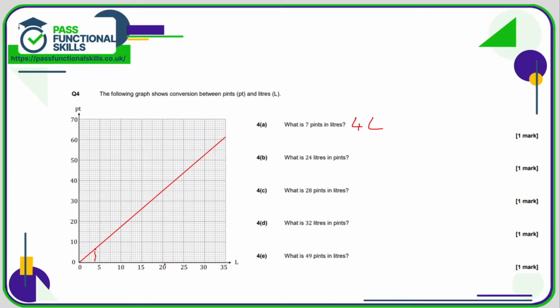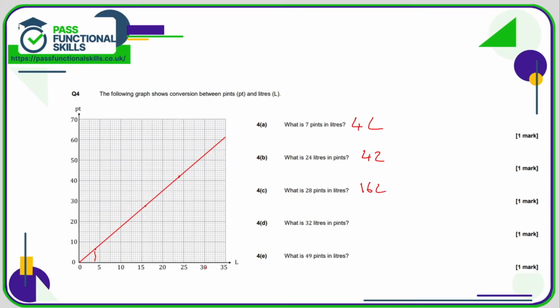24 litres is going to be 2 to the left of this darker line here, and I would say that that corresponds to, if this is 40, 41, 42 pints. Again, it's very difficult to see. 28 pints, so pints is up the side, so 2 down from 30 is going to be about here. So I would say that that corresponds to 16 litres. Again, if you're half a litre either way, then that's absolutely fine in my opinion.